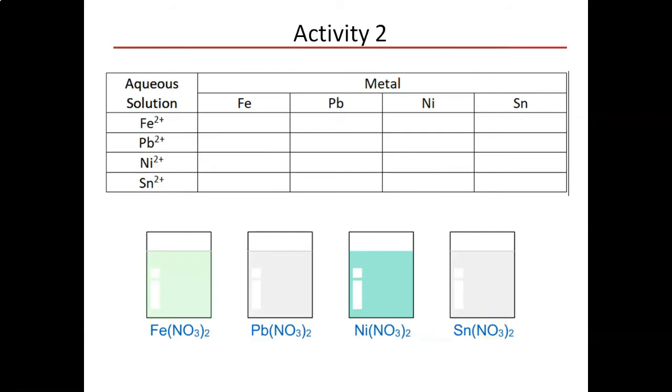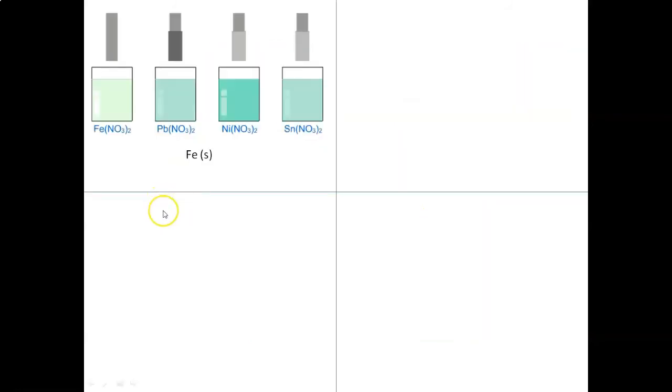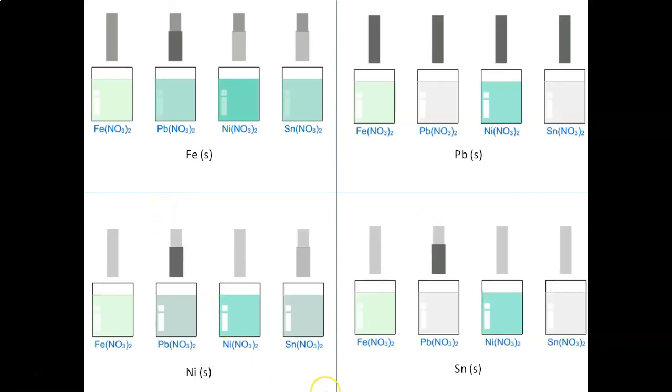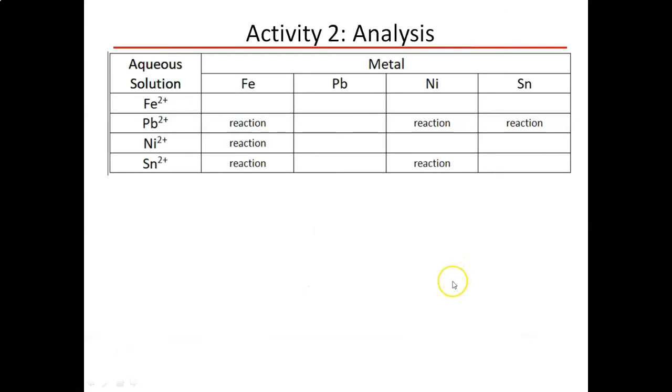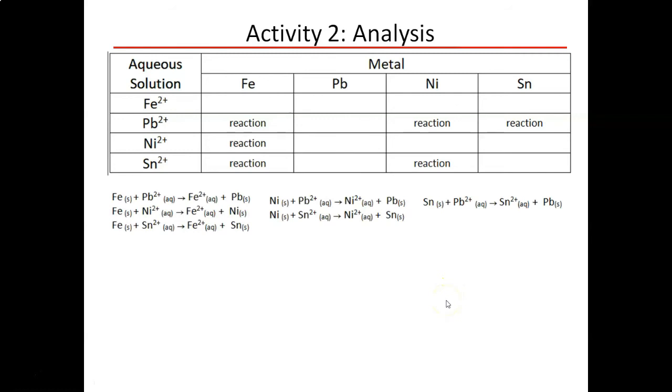Okay? So we have our metals and we have our solutions. You can pause the video here to record your observations where reactions took place. Hopefully your observations look like this. You can write your total net ionic equations for each of the reactions, and identify your reducing agents and your oxidizing agents.